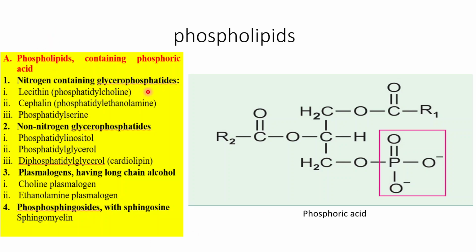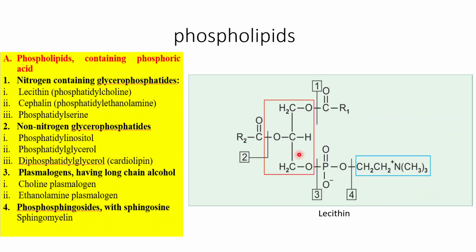Nitrogen containing glycerophosphatides. The example is lecithin, which is phosphatidylcholine. Same thing over here, this is our alcohol. What is the alcohol present in phospholipid? That is glycerol. So this is a glycerophosphatide, meaning the alcohol present is glycerol. The first fatty acid, second fatty acid, and here we have our phosphoric acid. To this phosphoric acid, a choline group is attached, which contains nitrogen.